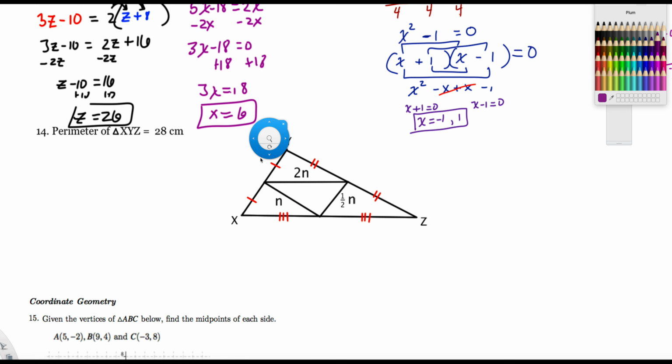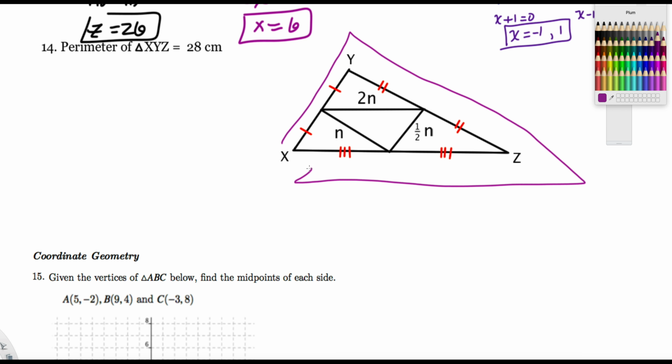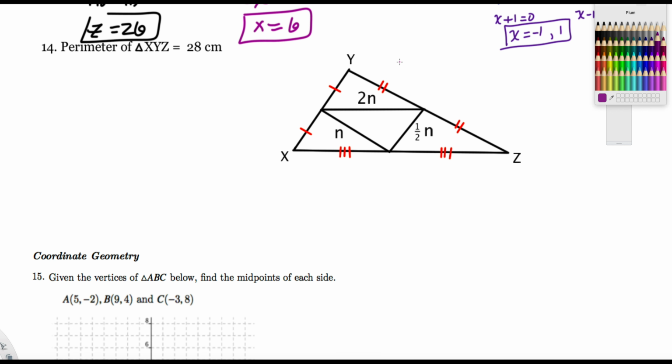In the back, number 14. Perimeter of x, y, and z is 28. So perimeter is the distance around this object, 28 centimeters. We're looking for the value of n. Well, this is a midsegment, this is a midsegment, this is a midsegment. These three are midsegments. And if we were to add up the midsegments together, it would equal half of what all of the triangle sides equal to. They equal half. What's the total on the sides? The perimeter, 28.